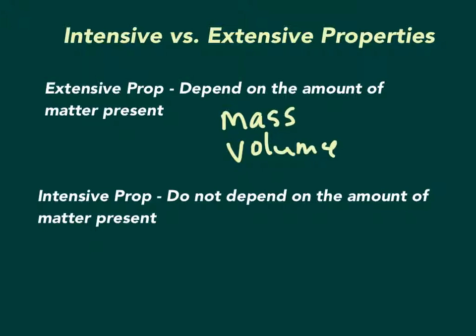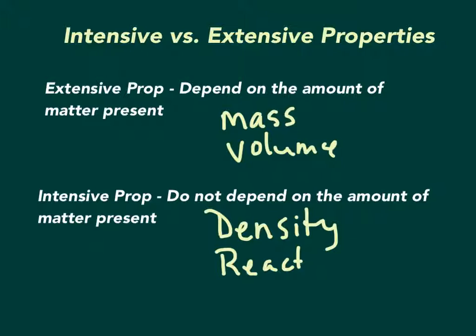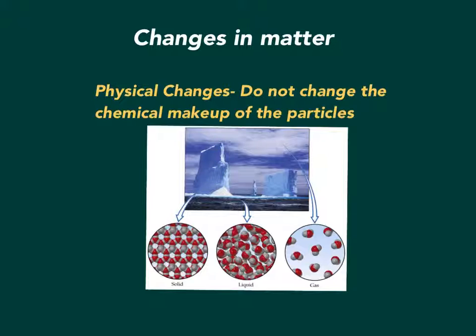Intensive properties depend on what's inside of it. Now, interesting is density. Density is an example of an intensive property, and also things like reactivity. And I like to think of them as intensive properties. Reactivity is based on what is inside of whatever the matter is. Matter can go through different types of changes also.